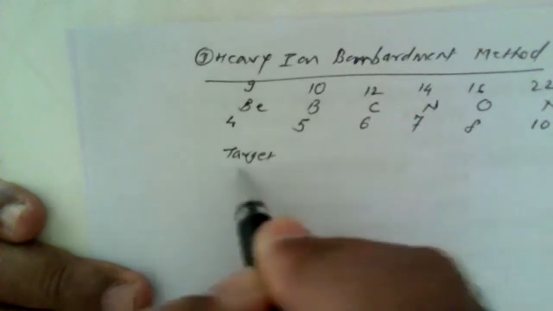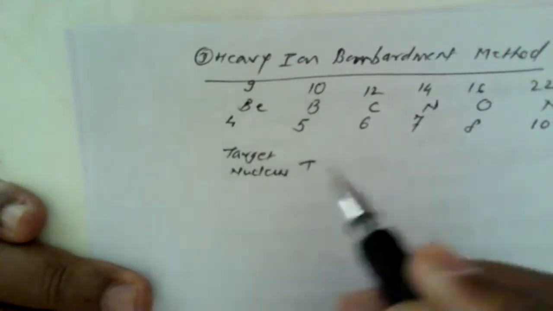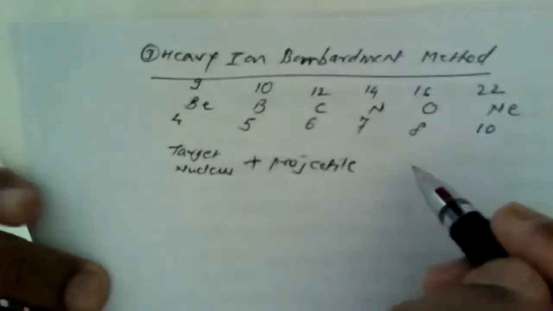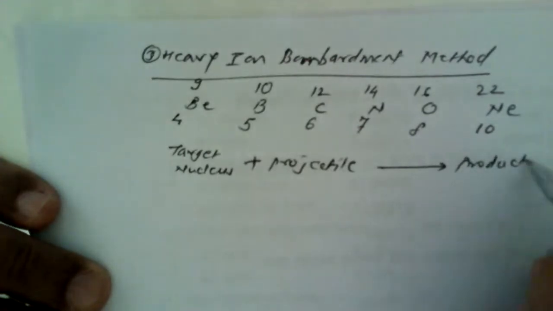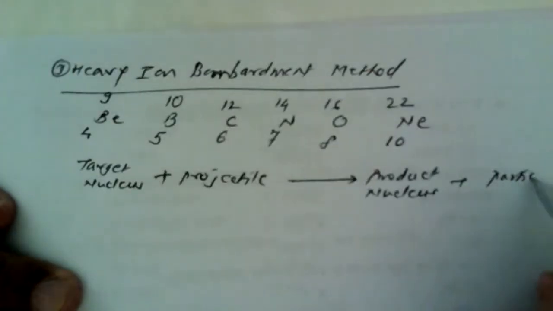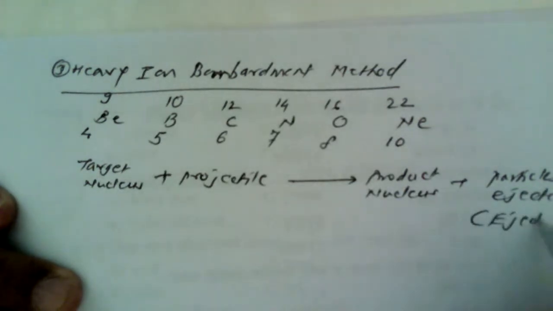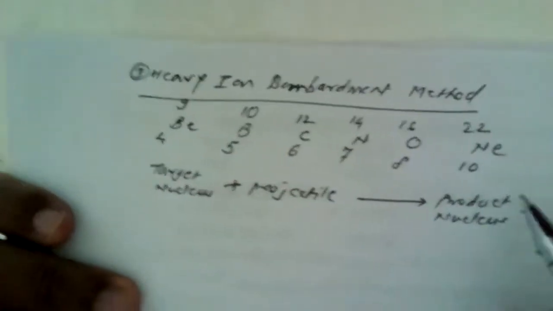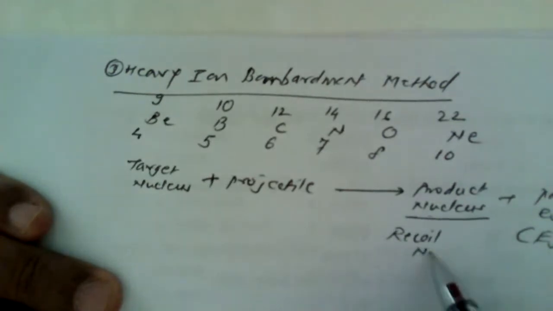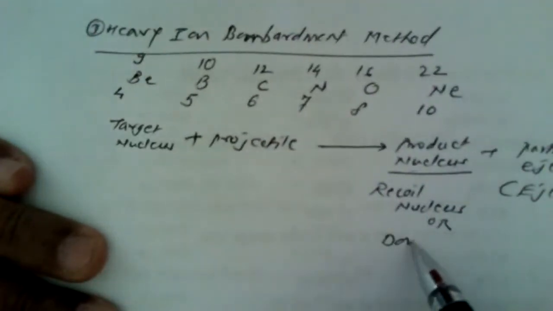As we know, first of all, a target nucleus is there. This is a target nucleus with which a projectile is bombarded. This we have seen last time. Then a product nucleus is obtained and some particles are ejected. These are known as ejectiles. Here, the product nucleus thus obtained is known as the recoil nucleus, or sometimes this is also known as a daughter element.